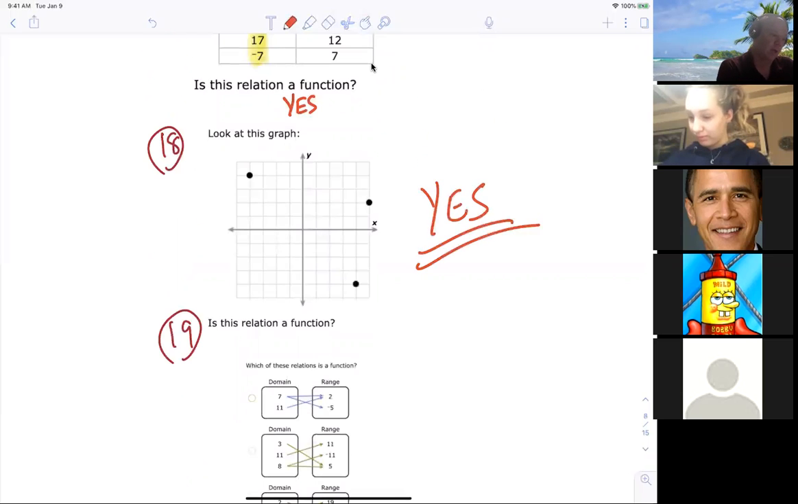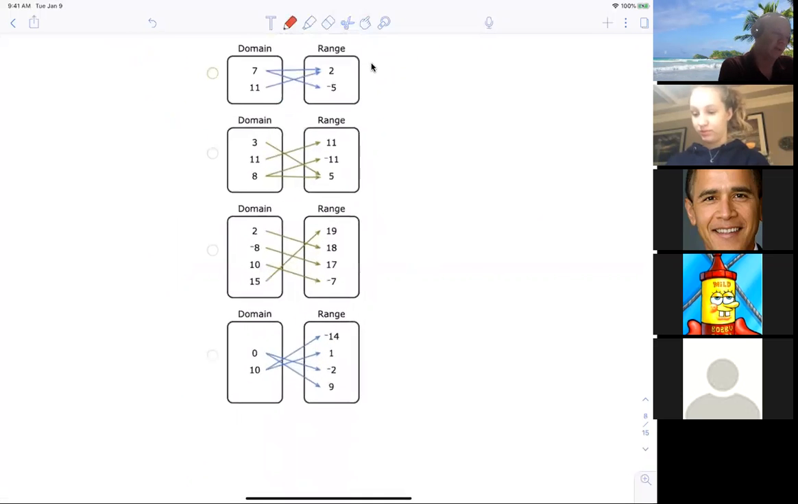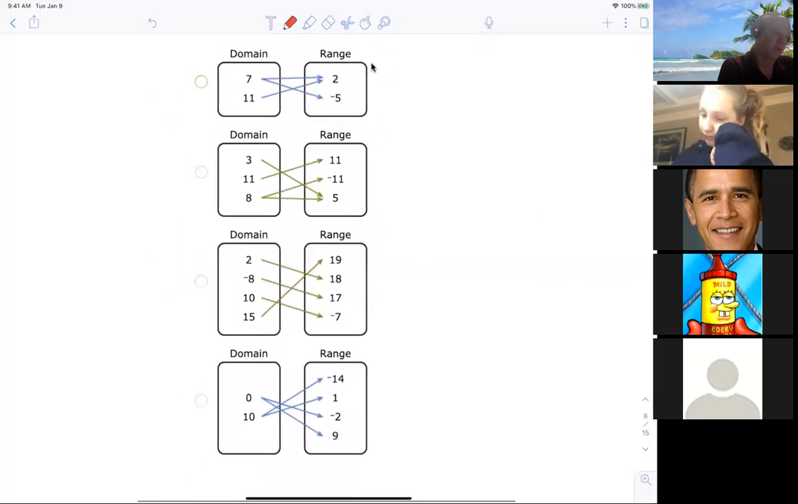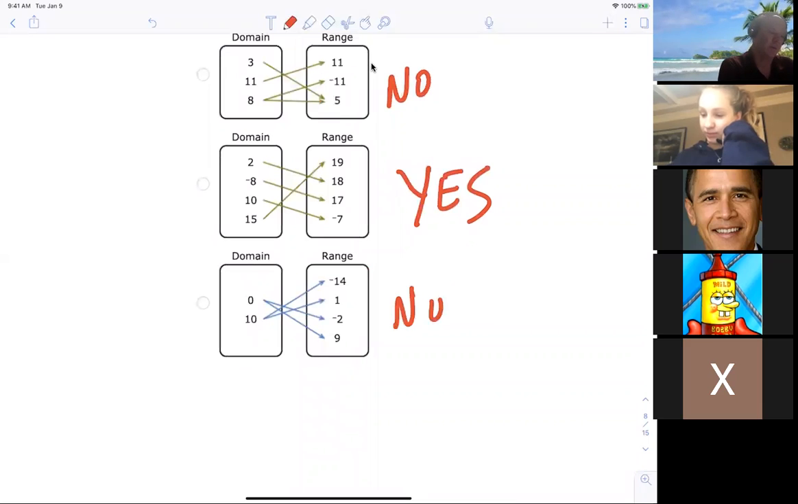Okay, now on 19, they're asking which relation is a function. Is the first one a function? No, thank you, because 7 has 2 y values. What about the second one? Is that a function? No. Is the third one a function? Yes. And the fourth one? No. Definitely not. Told you guys, it's very easy once you get the hang of it.